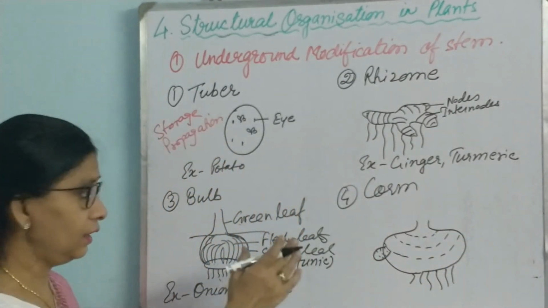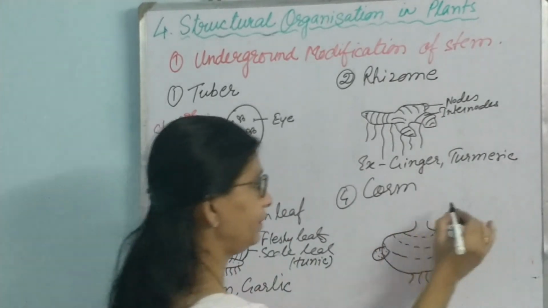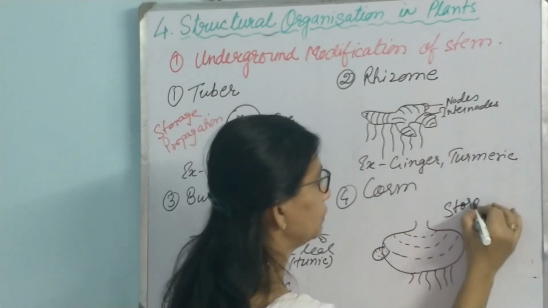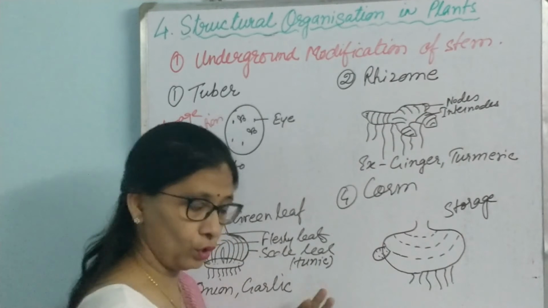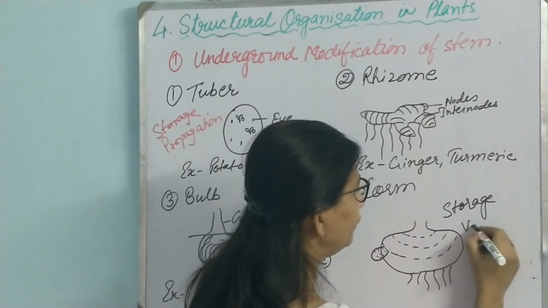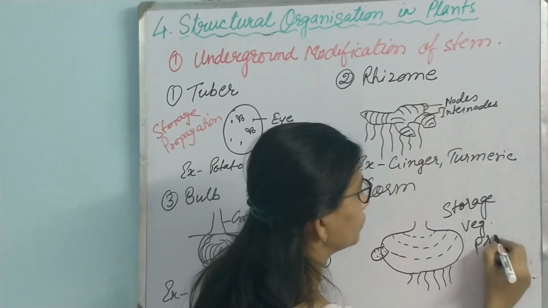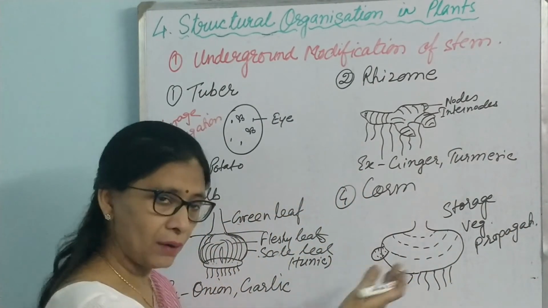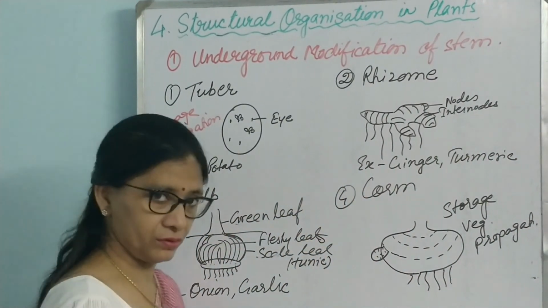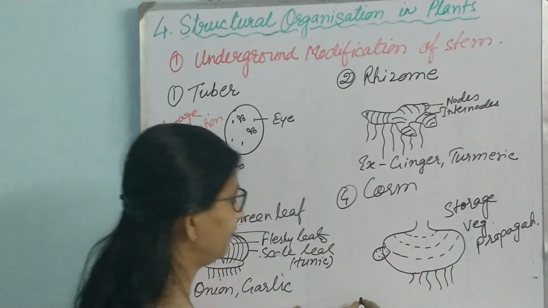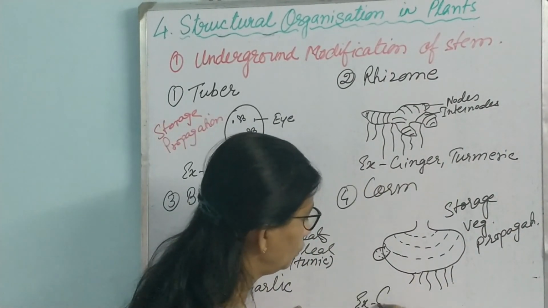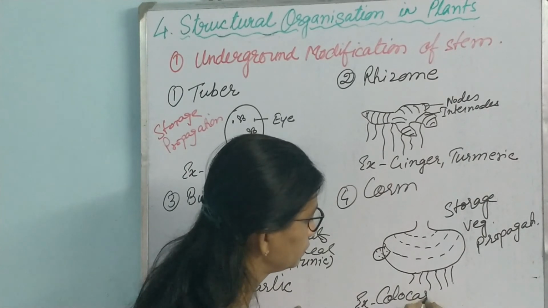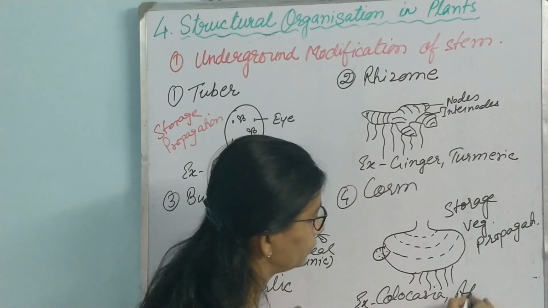So the function of corm will be storage of food since they are swollen, and also vegetative propagation since they have buds, the new corms they have. So an example will be Colocasia, Alocasia.